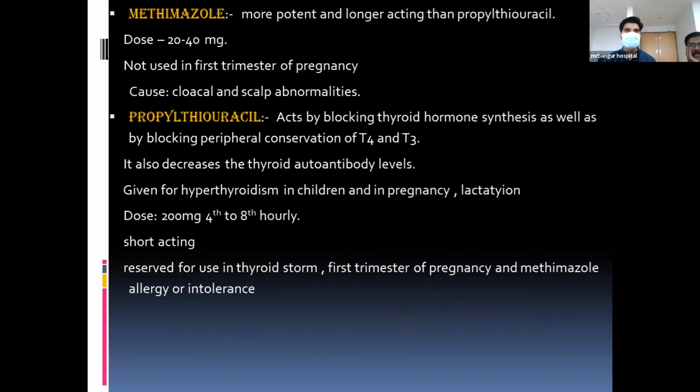Now, methimazole. Methimazole is not used in the first trimester of pregnancy. Its dose is 20 to 40 milligram, but it causes cloacal and scalp abnormalities.